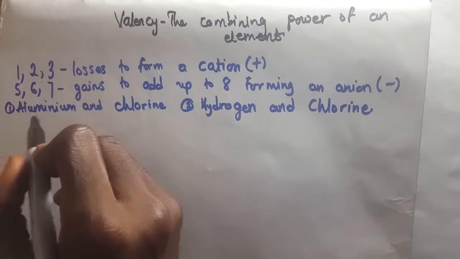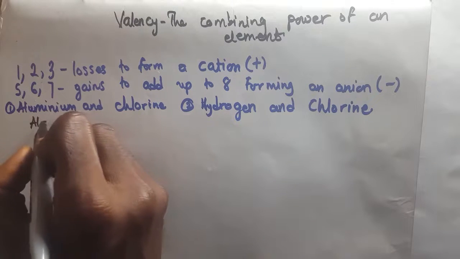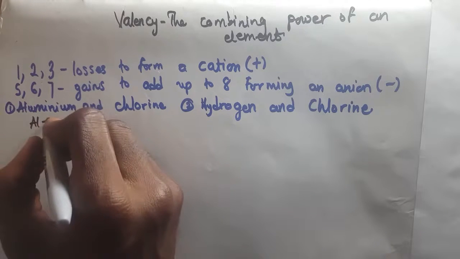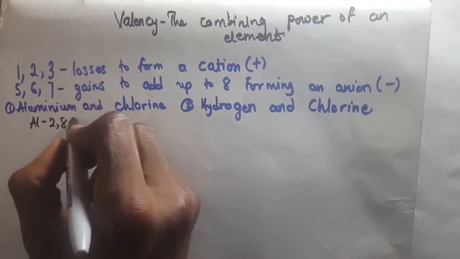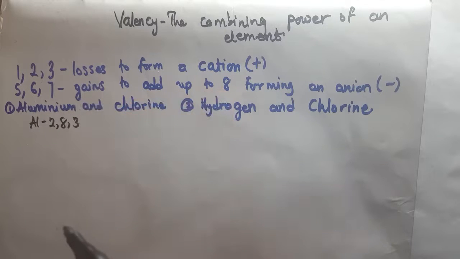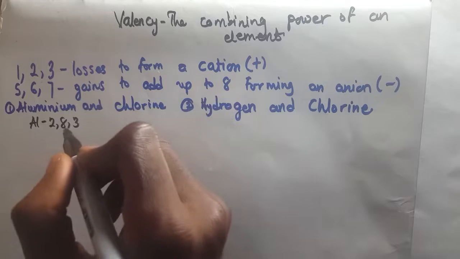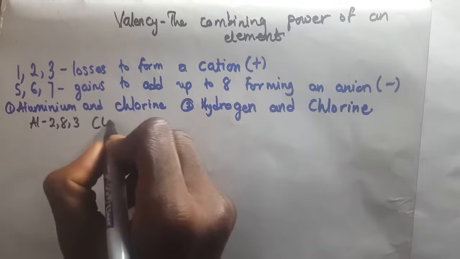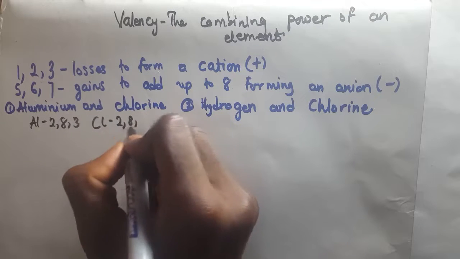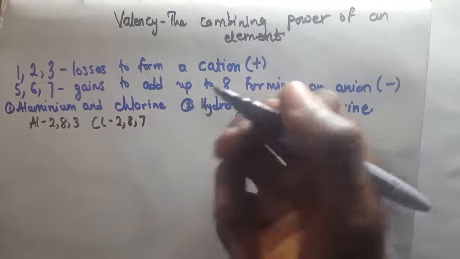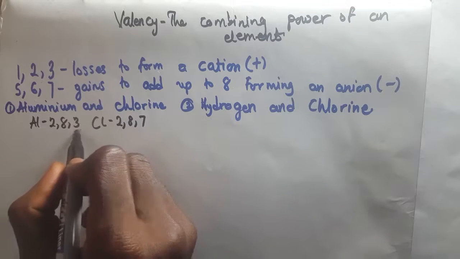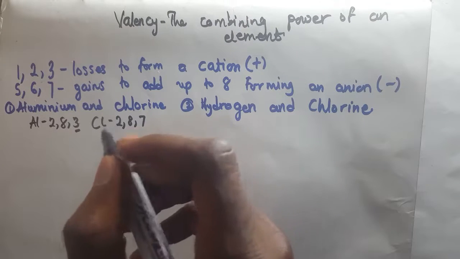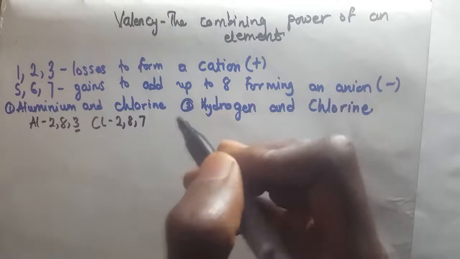Now, aluminium here. Let's find out if aluminium will lose or gain. Aluminium has first 2, 8, and then 3, because the protons are 13. What about chlorine? Chlorine is the 17th element, so 2, 8, and then 7. Looking at aluminium, it has 3, so aluminium is going to lose. So aluminium is going to form a cation. Therefore, aluminium has a valency of 3.